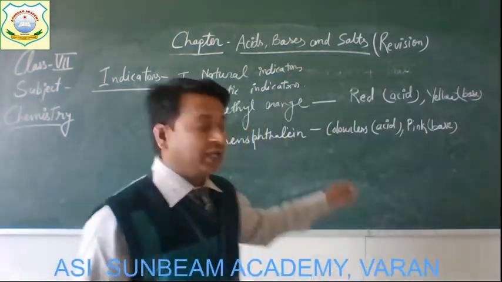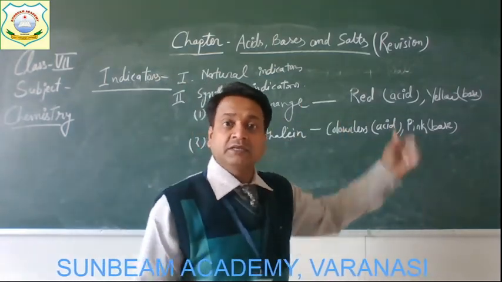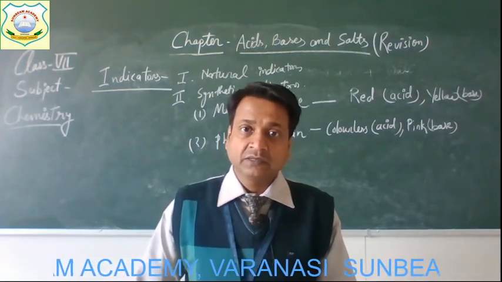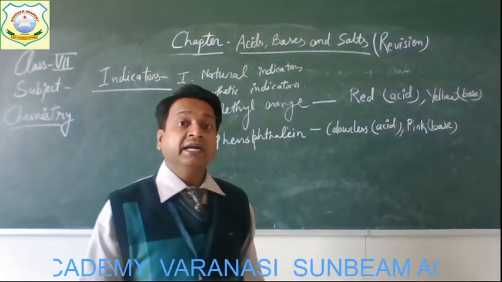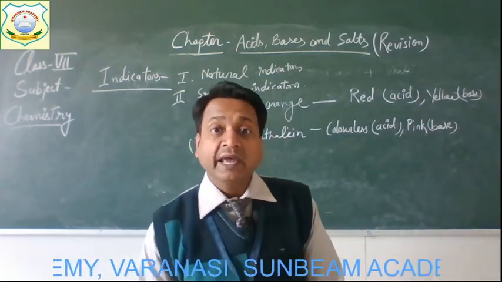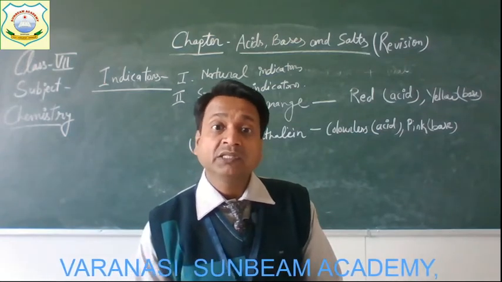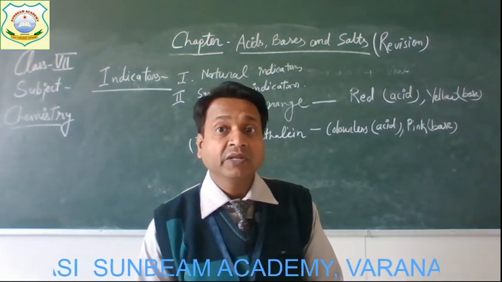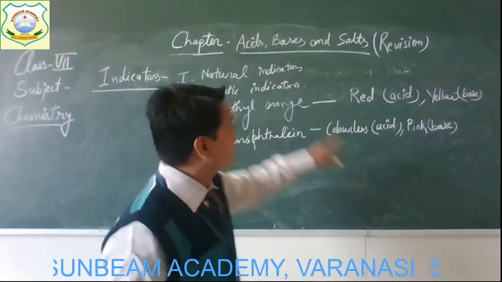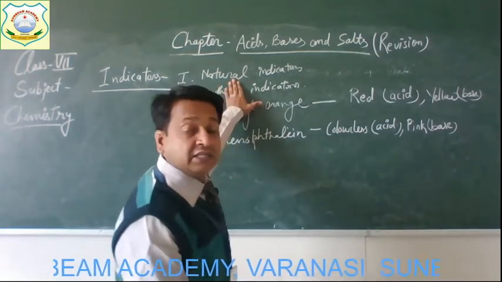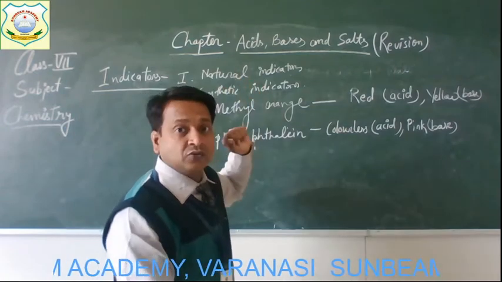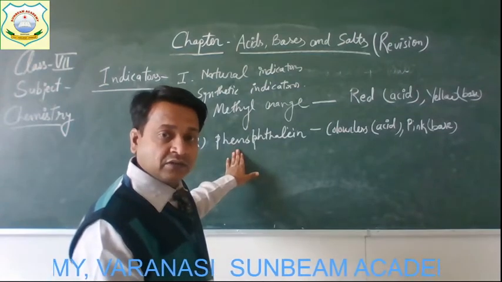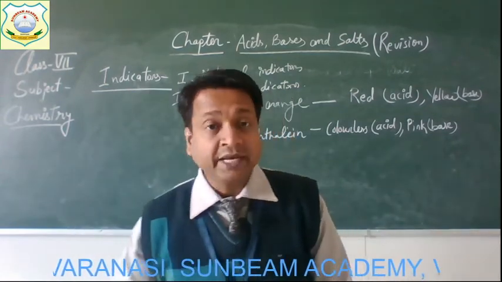Alright, so they can change their color in acidic and basic solution to indicate whether the given substance is an acid or a base. So these are all the indicators which are used to test acids and bases by changing their color. Okay, and I hope that you understood all these indicators which we have discussed. We have discussed the three natural indicators, that is litmus, turmeric and china rose solution, and two synthetic indicators, that is methyl orange and phenolphthalein. Alright, now come to the next topic of the chapter.